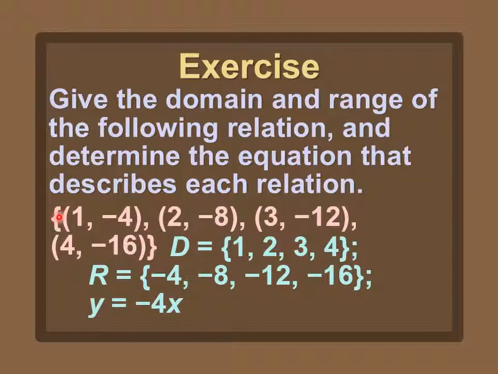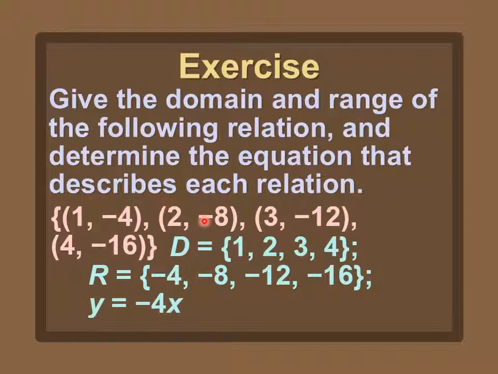Well, 1 is x and -4 is y. How did I get from 1 to -4? Well, I could say I subtract 5. So I could say x minus 5 is my equation. That's how I get y. y is equal to x minus 5. But it has to work for every single one.